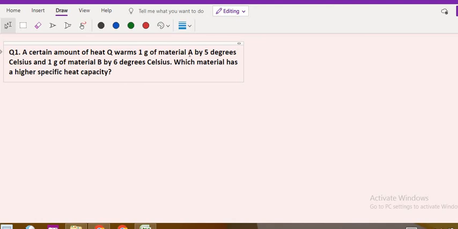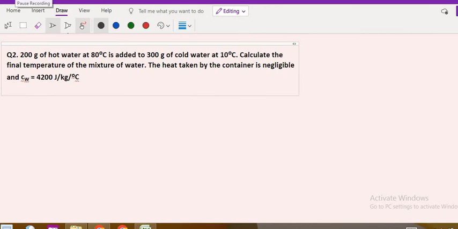Material A is getting raised by 5 degrees Celsius, and the temperature of material B is getting raised by 6 degrees Celsius. You can see that more heat has to be given for increasing the temperature of body A. So what can be concluded is that the specific heat capacity of body A will be more as compared to that of body B, because on giving the same amount of heat, its temperature rise is lower as compared to body B. So A will have more heat capacity as compared to B. Let us see the second question now.